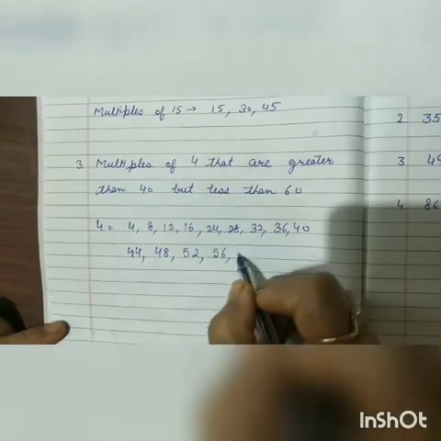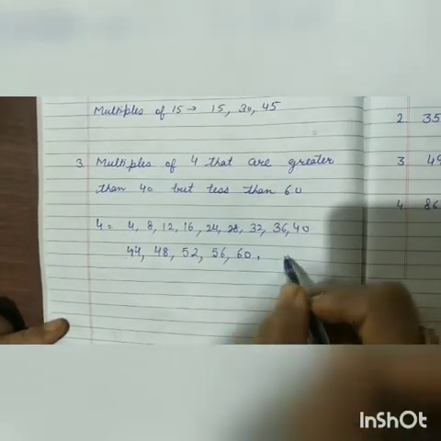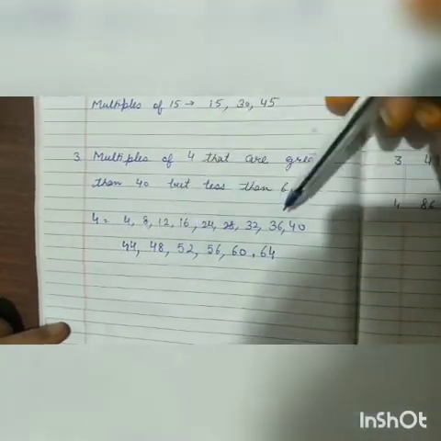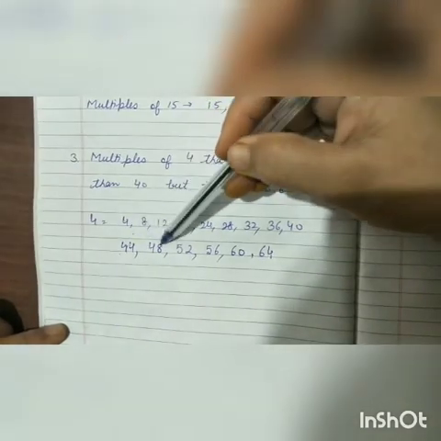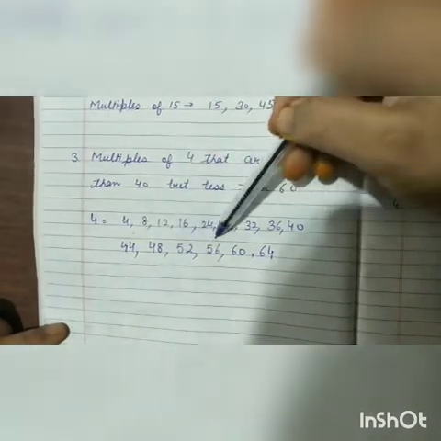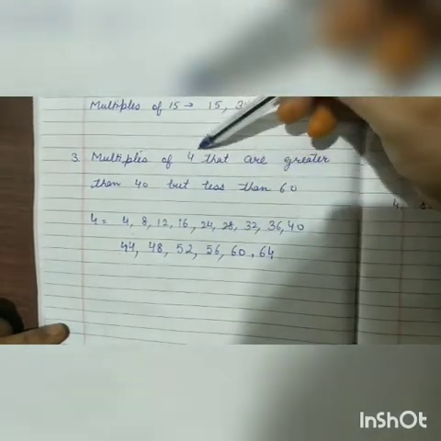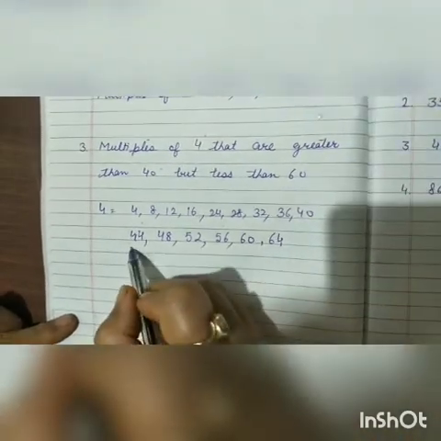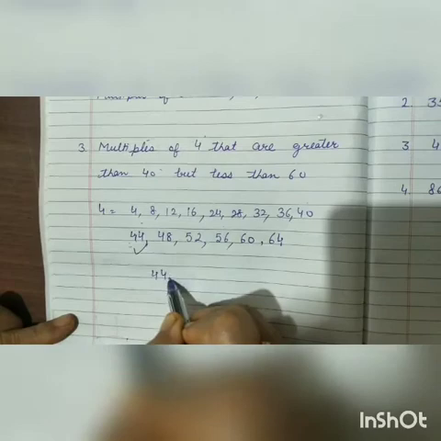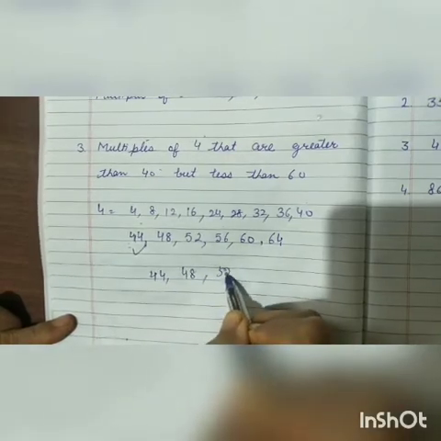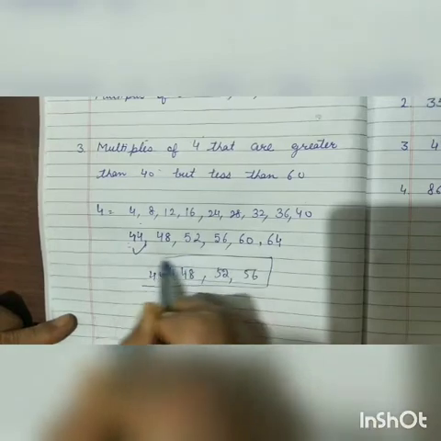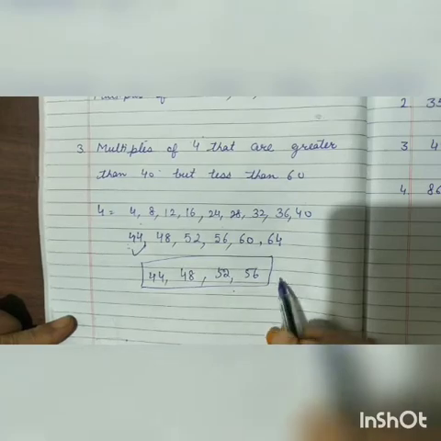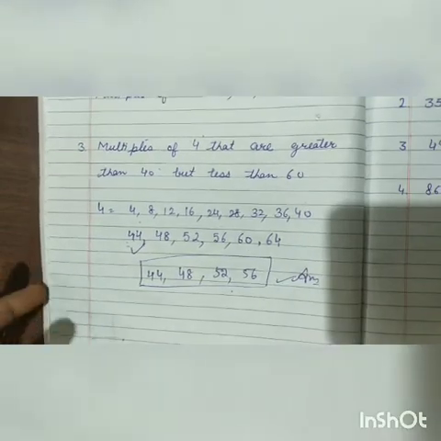56, 4 15s are 60, 4 16s are 64. Or you can add 4: 40 plus 4 is 44, 44 plus 4 is 48, plus 4, plus 4. We have to take multiples of 4 that are greater than 40 but less than 60. So multiples of 4 will be 44, 48, 52, 56. These are the multiples of 4 which are greater than 40 but less than 60. This is the answer.